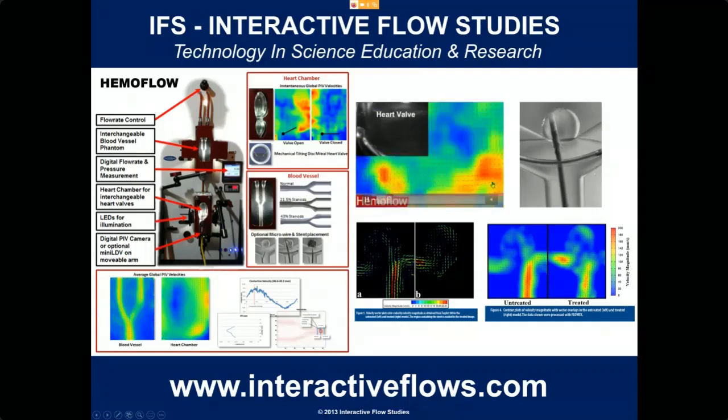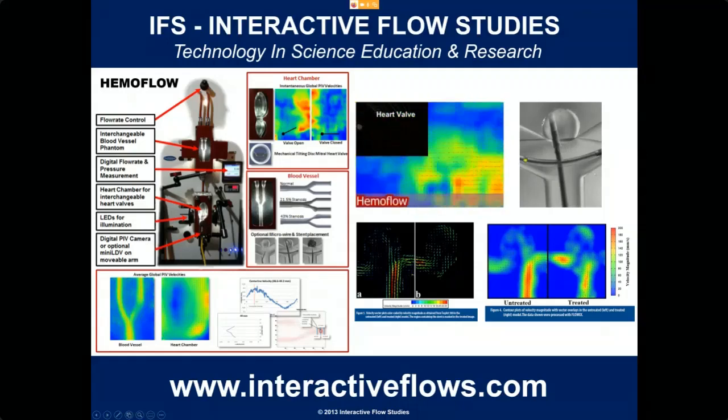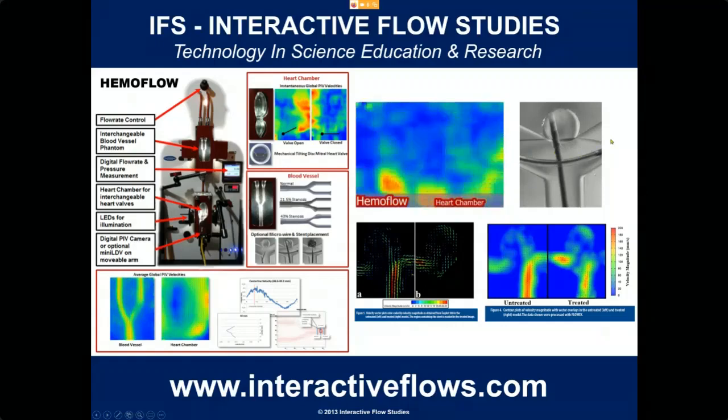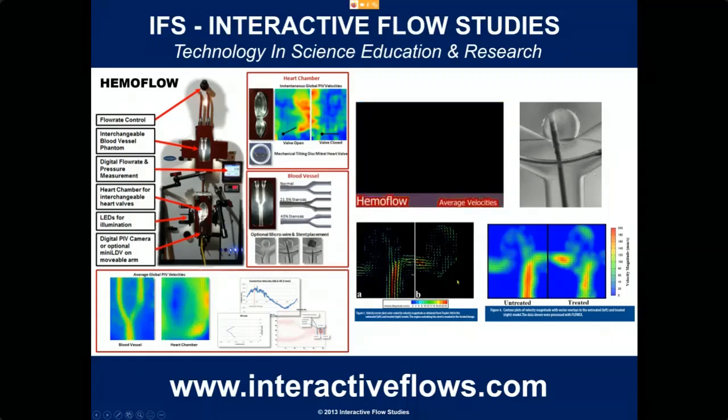It's a heart valve. As you can see, the valve is opening and closing, and these are instantaneous velocities. And then you can actually see the particles moving around. These are some of the vectors, instantaneous velocity vectors. And then what you do is you capture those, 100 of these, and then you average them. And then you can get an average velocity field inside the heart chamber.